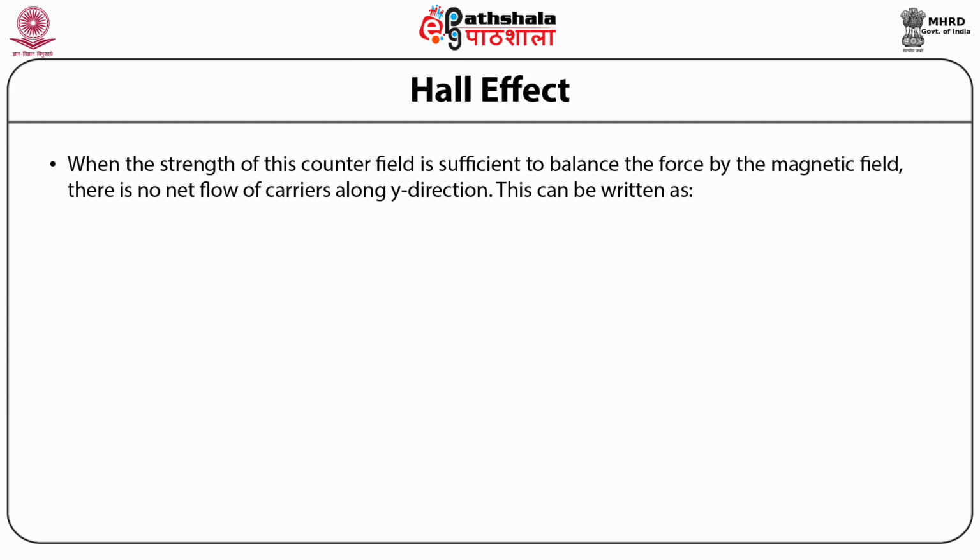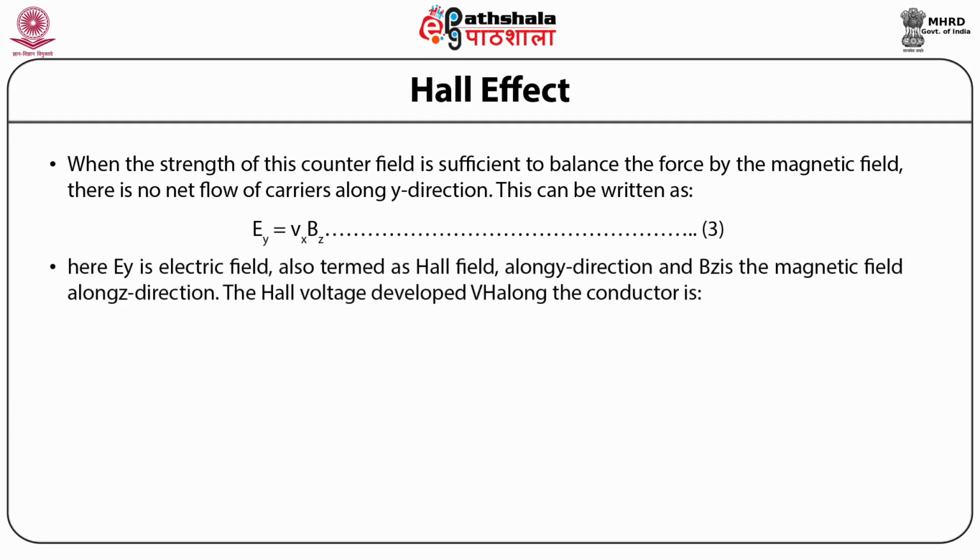This can be written as Ey equals Vx into Bz. This is represented by equation 3. Here, Ey is the electric field, also termed as the Hall field, along the y direction, and Bz is the magnetic field along the z direction. The Hall voltage developed, Vh, across the conductor is equal to negative integral of Ey into dy. This is equal to negative of Ey into W. This is represented as equation 4.